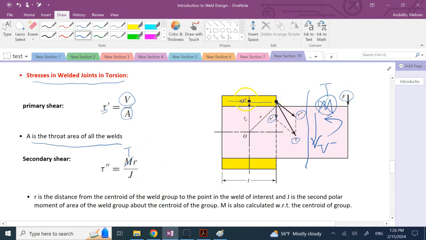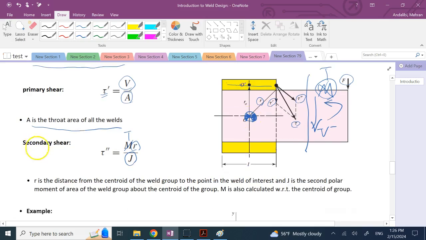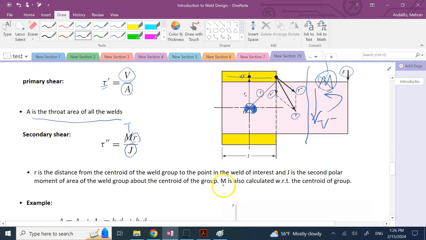R is, for any point, the radial distance from the centroid of the weld. So this point O is the centroid of the weld group. So the centroid of that top yellow part, and the bottom yellow part is this point here. The radial distance of any point to that is R, and J is the total polar moment of inertia of both of these weld groups, again with respect to what? With respect to the centroid, as well as this M. M is also calculated with respect to that centroid as well, or T you might call it.